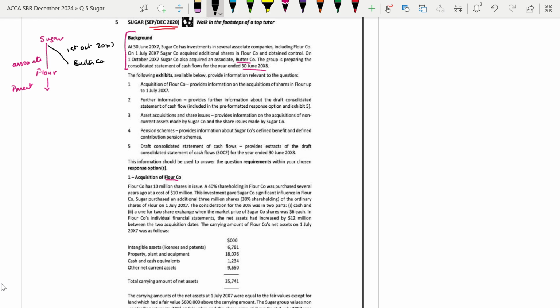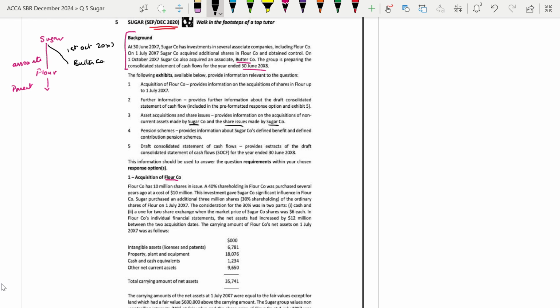The following exhibits below provide information. Acquisition of Floor provides information on the acquisition of shares in Floor up to 1st July. Further information provides information about the draft consolidated statement of cash flow. Assets acquisition and shares provides information on the acquisition of non-current assets by Sugar and the shares issued by the Sugar company. Sugar company is a parent company.